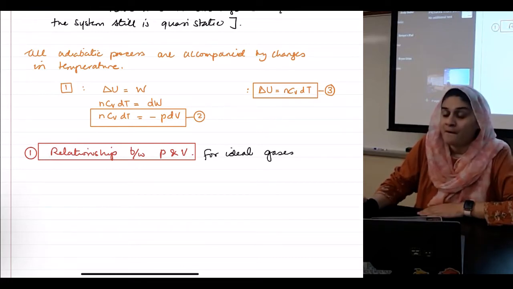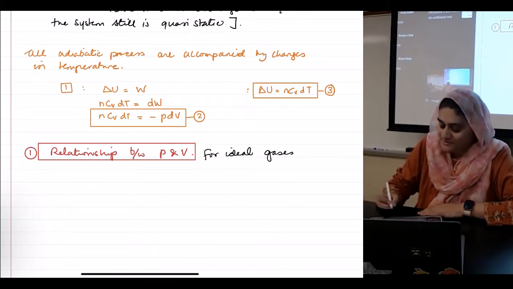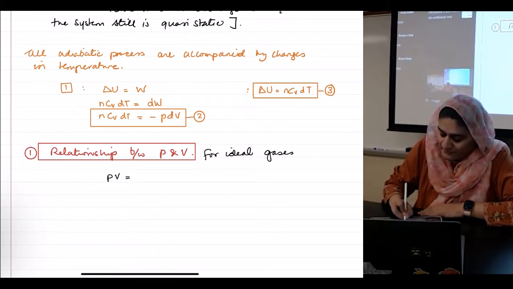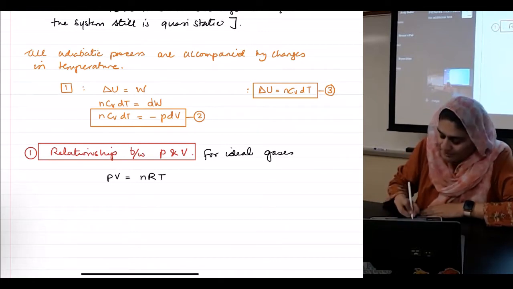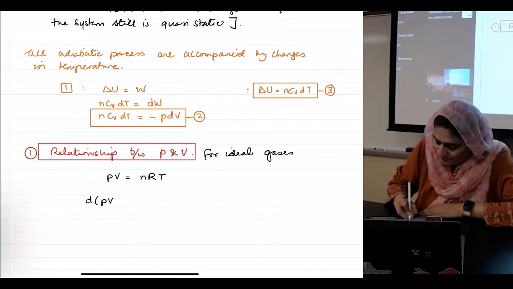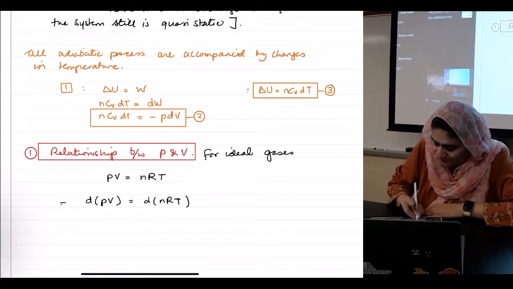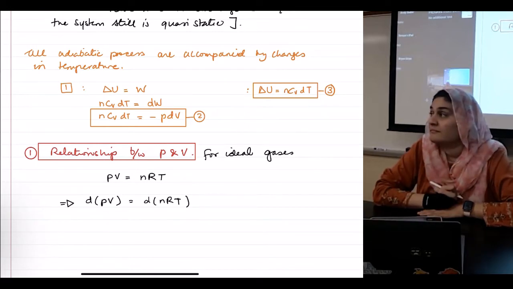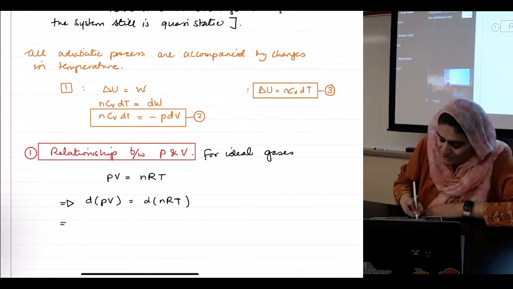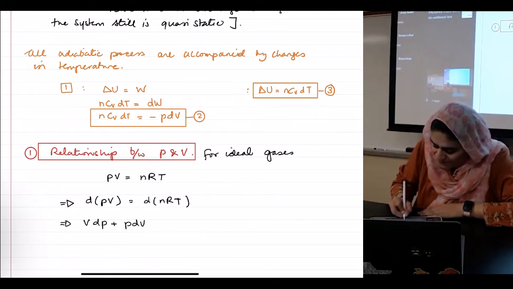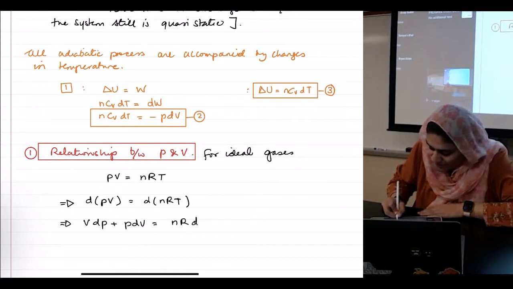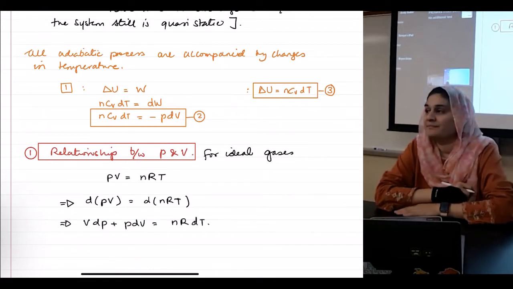What do we know about ideal gases? PV equals nRT. May I do this? Am I allowed to do this mathematically? What will be the answer to this? Will it be VdP plus PdV equals nRdT? Do we know how that happened?